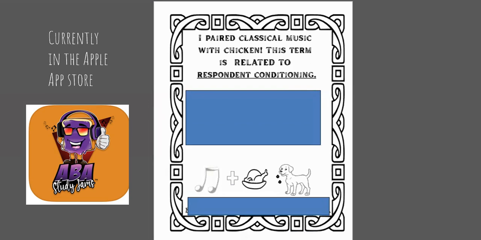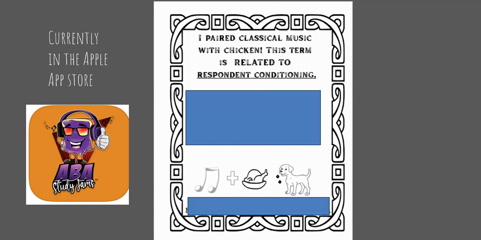Okay, first one. I paired classical music with chicken. This term is related to respondent conditioning. When you're studying for the BCBA exam, in order to be successful, you have to know the AKAs, which means they may ask you a question and you need to know 3, 4, or 5 other words that mean the same thing.